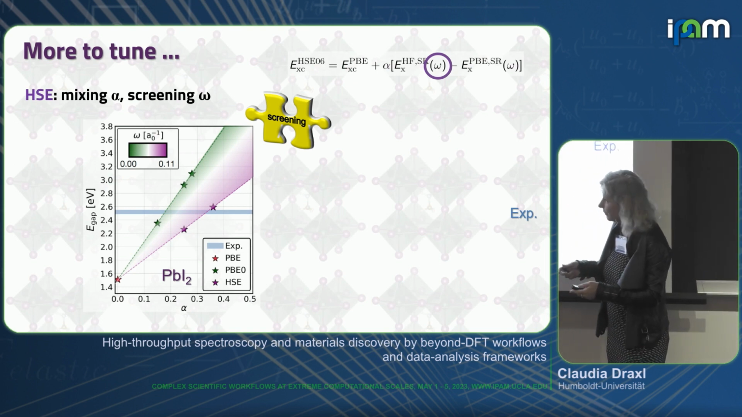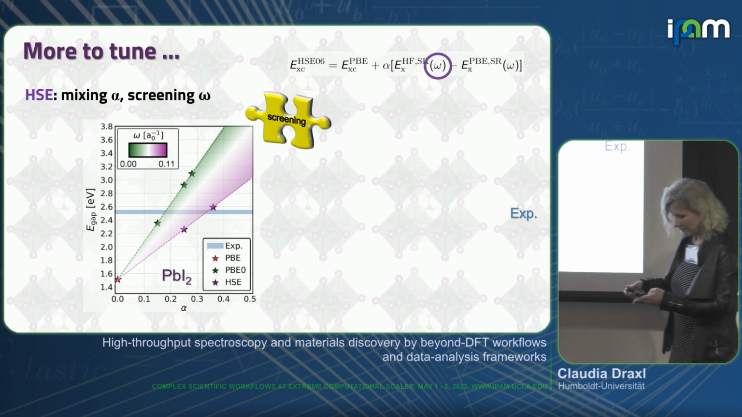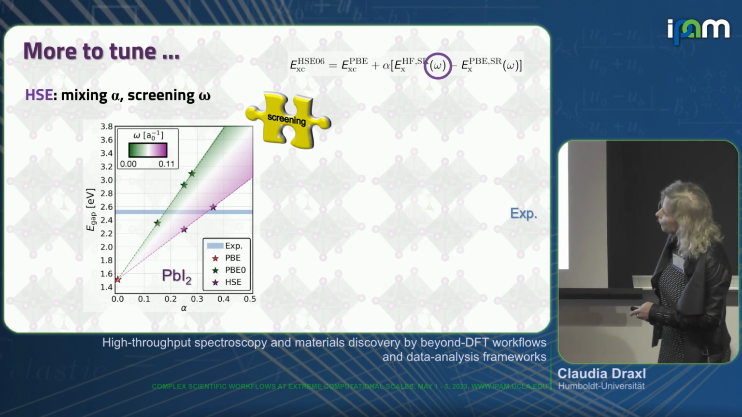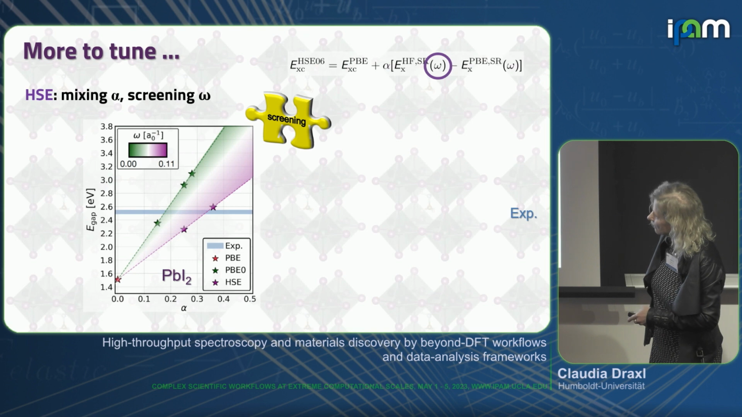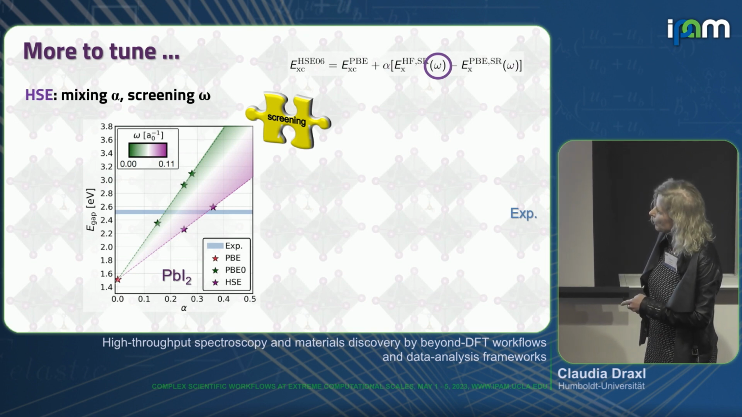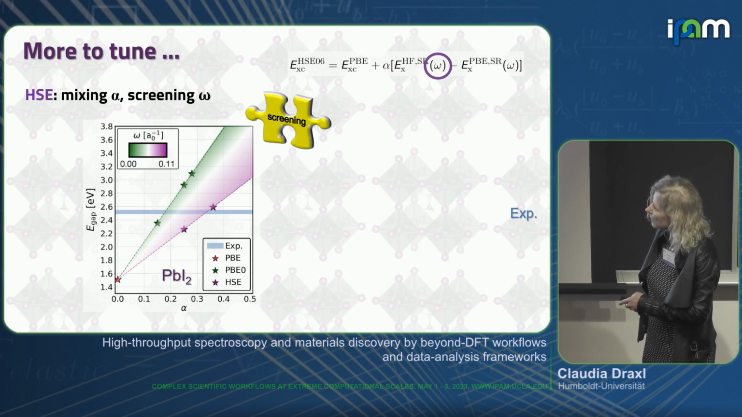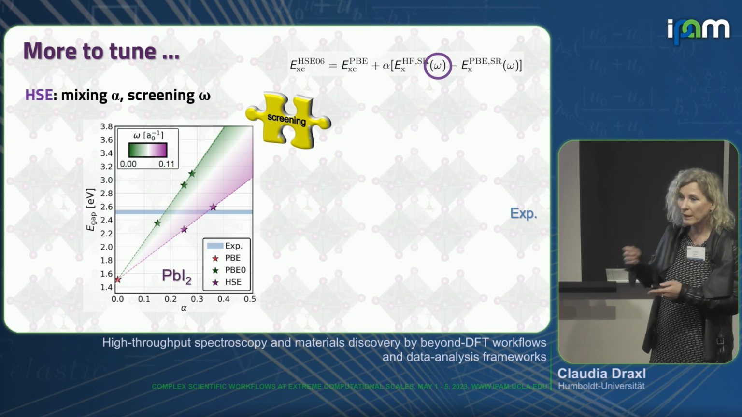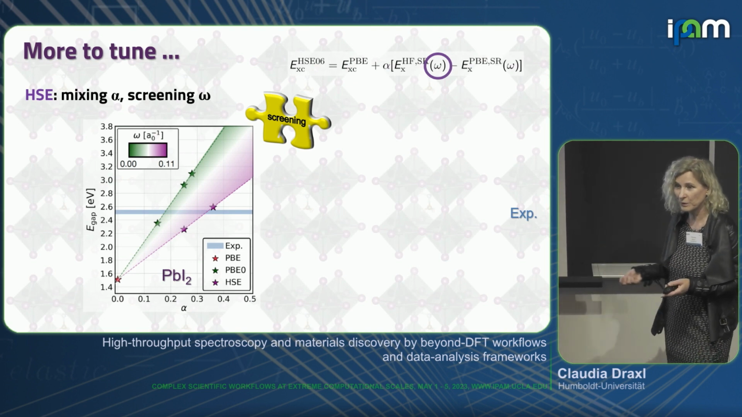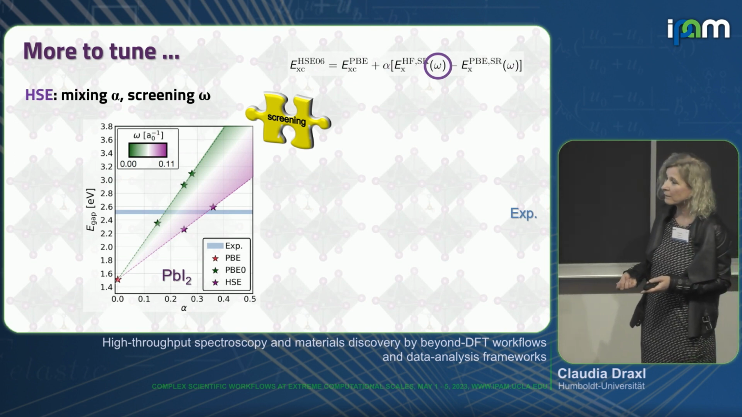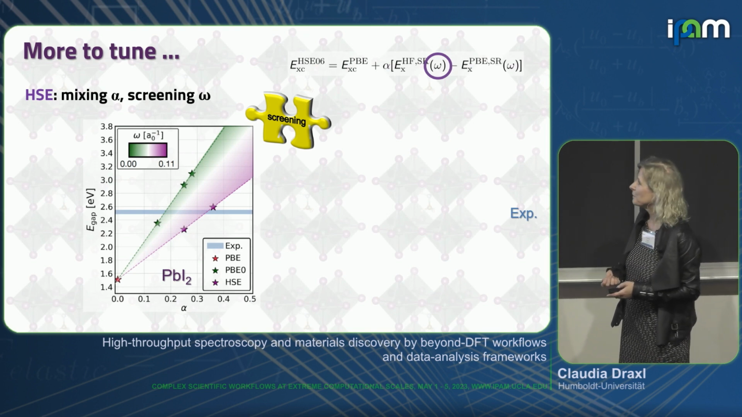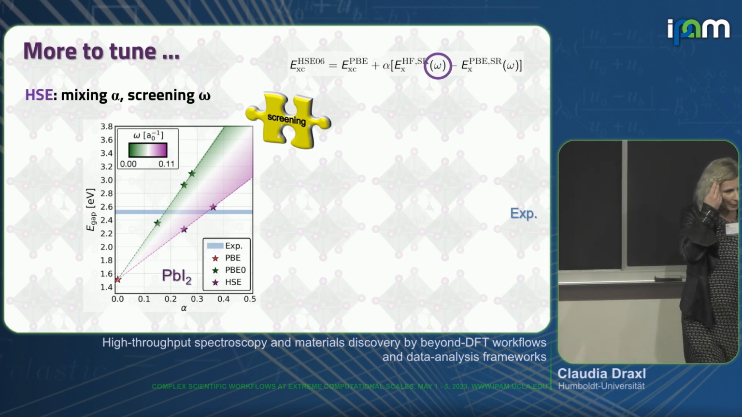So now what the result, in fact, is then, if you take the screening parameter 0, this is the green line, it's just PBE0 then. And if you take the screening parameter 0.11, then you end up with the HSE result. And in between, everything is possible. You can choose any kind of combination of these two parameters and get any kind of results with this. So this is very bad.